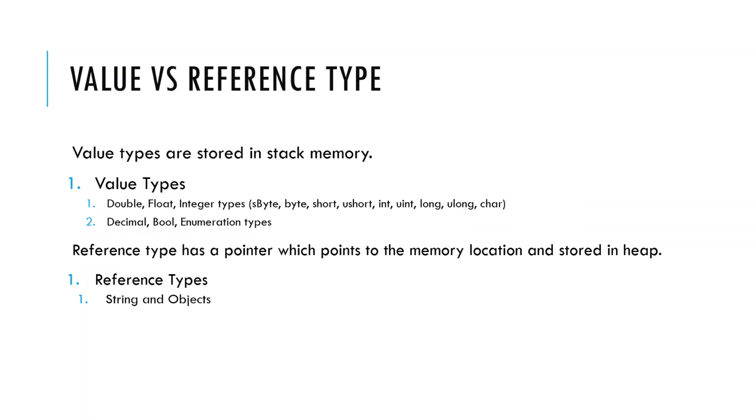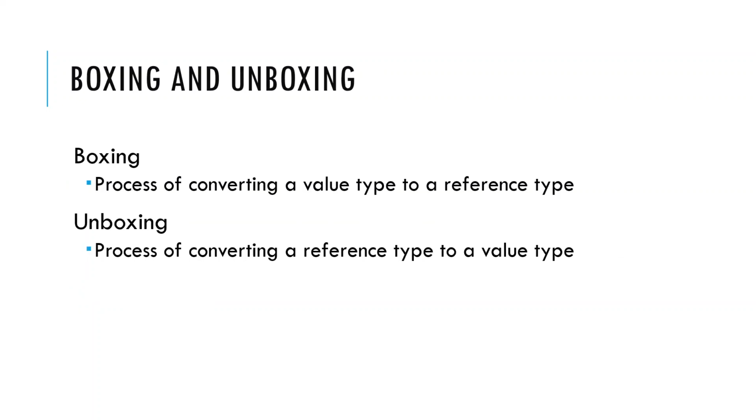So what is the difference between value type and reference type? Value types are stored in the stack memory. .NET supported value types are double, float, integer, decimal, bool, and enumeration types. A reference type has a pointer which points to the memory location and is stored in the heap. The reference types are strings, objects, and so on. So what is the difference between boxing and unboxing? Boxing is the process of converting a value type to a reference type. Unboxing is the process of converting a reference type to a value type.